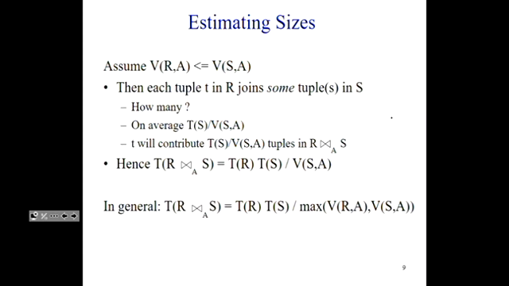So let's talk about how this helps us estimate sizes. Let's say that you have V(R, A) is less than or equal to V(S, A), and you're doing a join between R and S on A. Then you have, let's say, a tuple t in R. How many tuples of S will this tuple t join with? My claim is that on average this will be T(S) divided by V(S, A). Why is that?